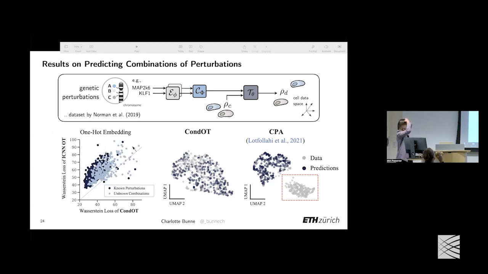And so, of course, if you look at just straight out using CellOT or ICNN OT, then because they don't do any conditioning, this is basically if you just learn on average heterogeneous responses.